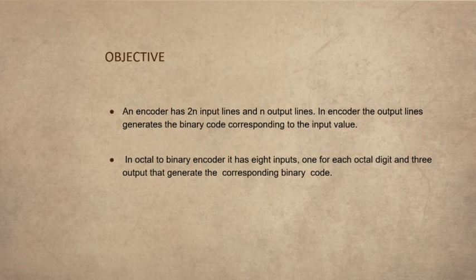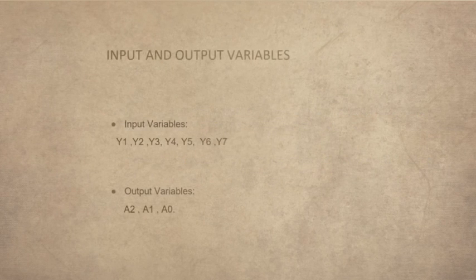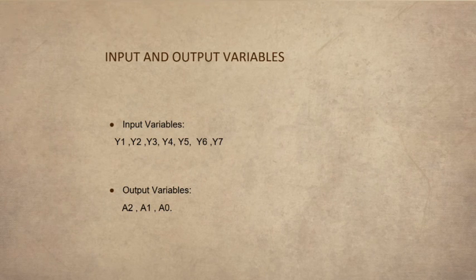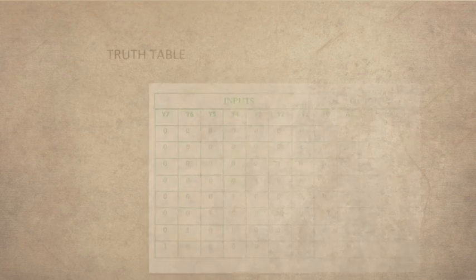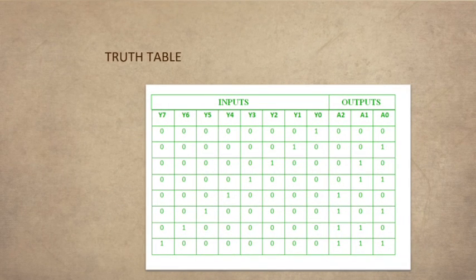Objective. An encoder has 2^n input lines and n output lines. In encoder, the output lines generate the binary code corresponding to the input value. In octal to binary encoder, it has 8 inputs, 1 for each octal digit, and 3 outputs that generate the corresponding binary code.